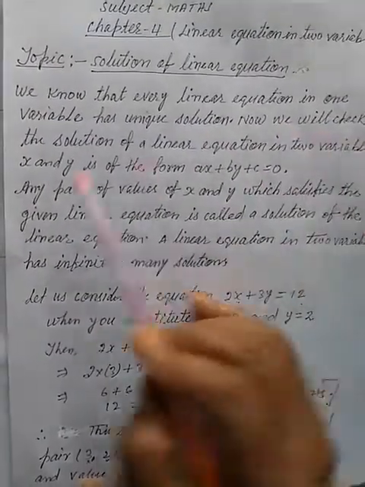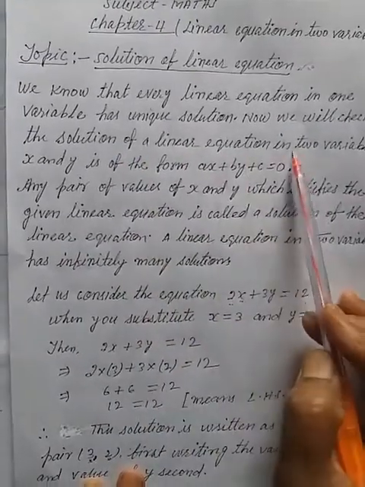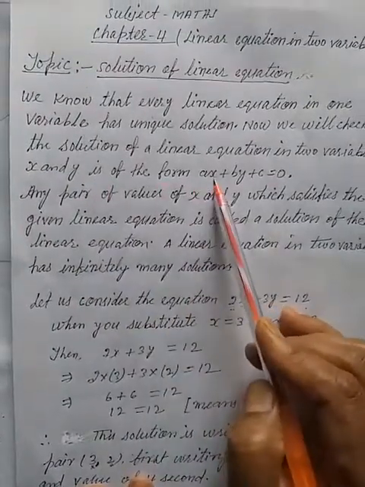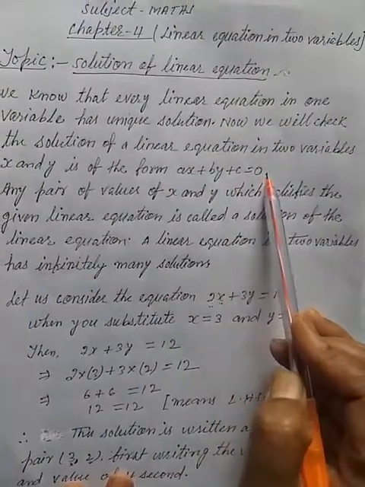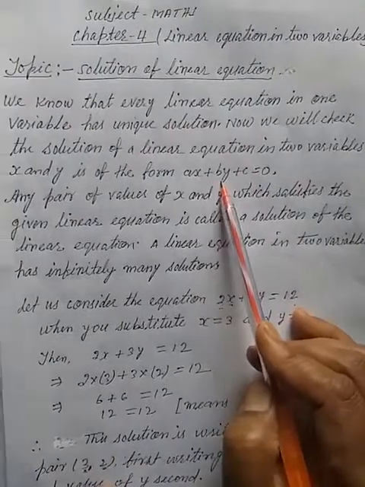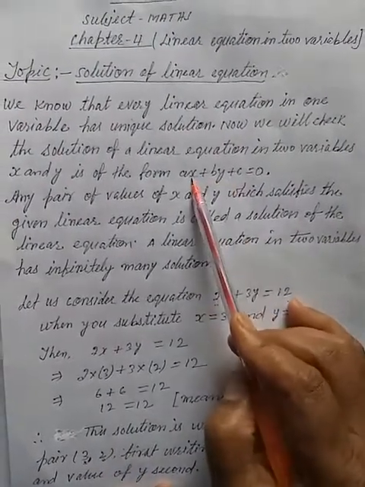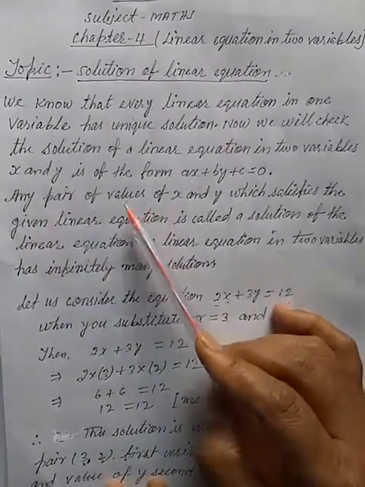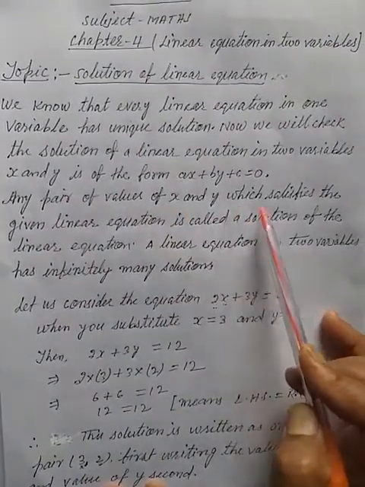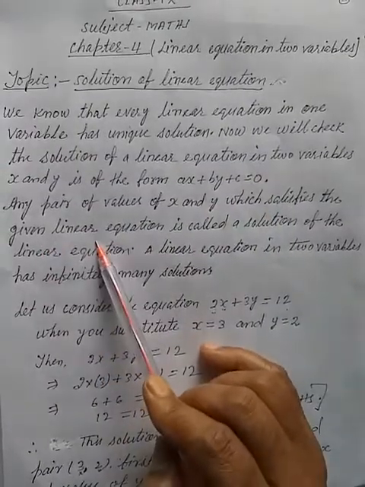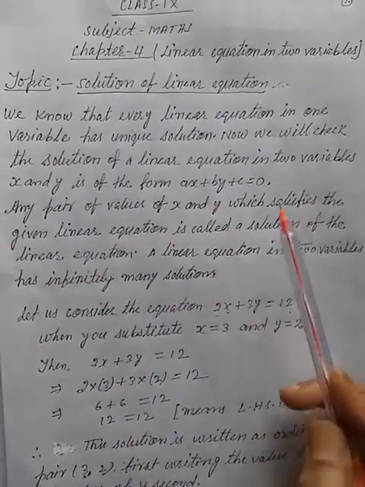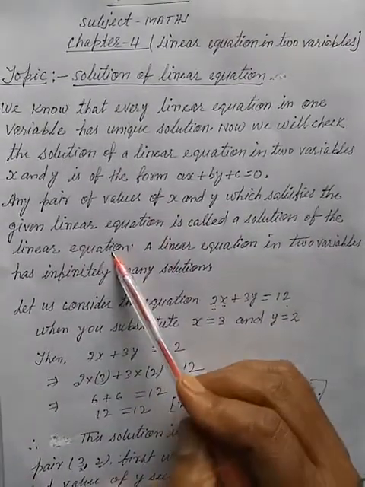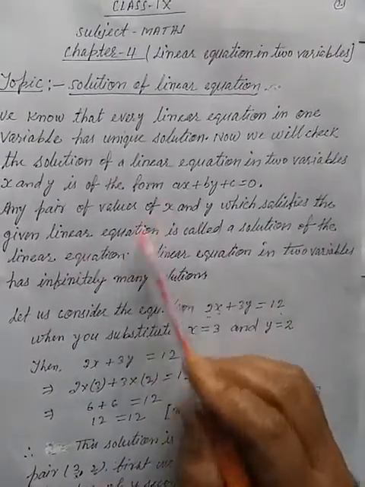Now we will check the solutions of linear equations in two variables, x and y, in the form ax + by + c = 0. In the last session I already taught and explained the general form. Any pair of values of x and y which satisfies the given linear equation is called a solution of the linear equation. This is the definition.